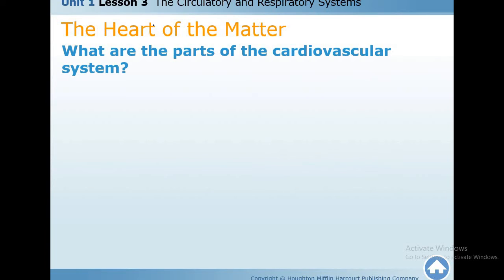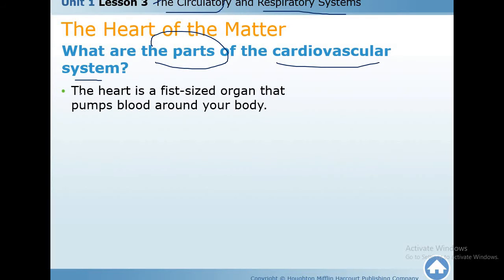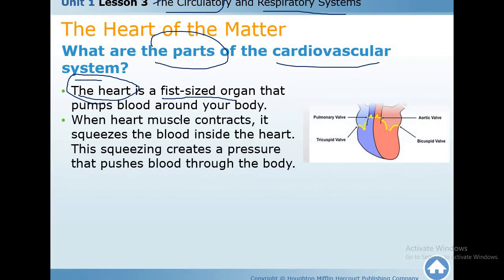Today we are going to continue Unit 1 Lesson 3, the circulatory and respiratory system. We should know what the parts of the cardiovascular system are. It includes the heart. The heart is a fist-sized organ that pumps blood around your body. Look, the size of the heart is like a fist.